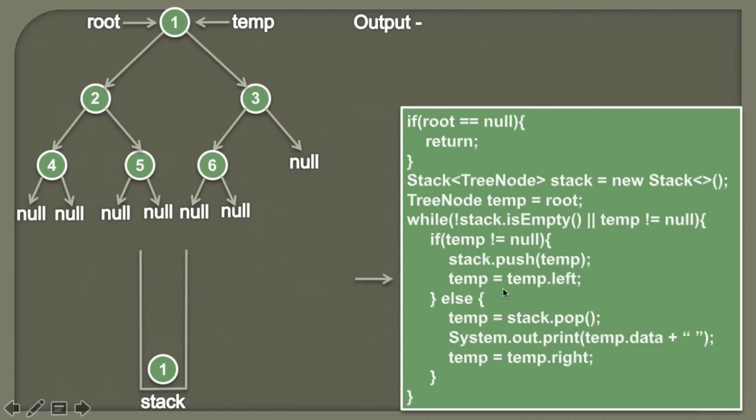Moving ahead, in the next step we simply traverse the temp to its left because we have to first visit the left subtree. Therefore we need to traverse temp to its left. So we are assigning the value of temp dot left to temp. Here temp left is the node 2. Therefore now temp will point to the node 2. So it would look something like this. The temp is now pointing to the node 2.